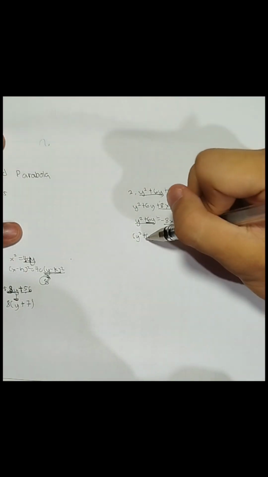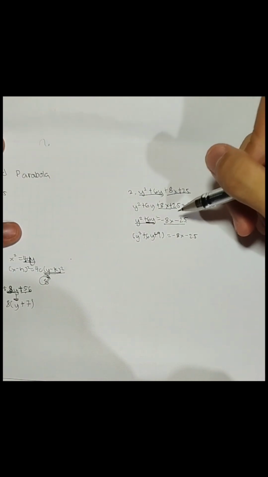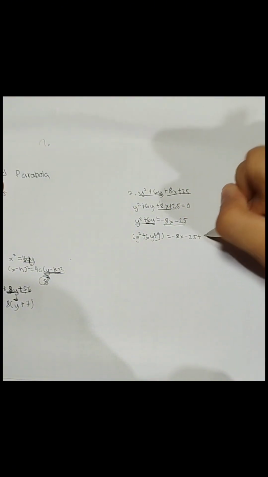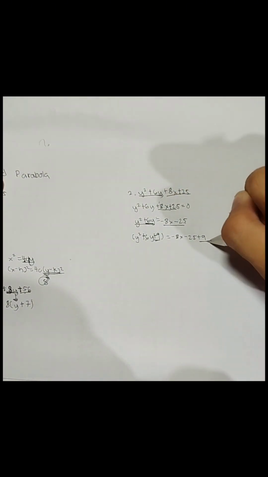So you can see here, as I've said before, to repeat myself, you divide this number by 2 and square it like this. 6 divided by 2 is equal to 3. 3 squared is equal to 9. Now, since you have added 9 here, you add 9 here. You understand? Since you added 9 here, you add 9 here. Now, you're going to solve the equation.